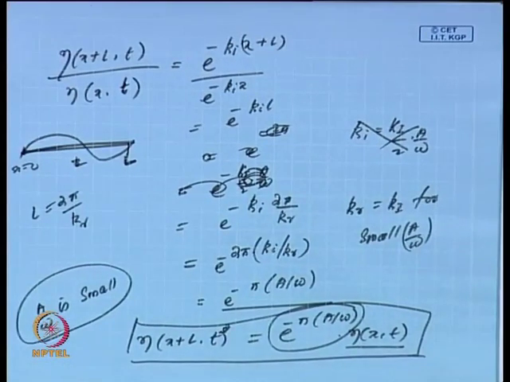In the last example we saw a standing wave, where eta as a function of x and t decays with time, and also we have seen in this example that with space the wave amplitude decays, that means due to frictional damping. So, this is in case of a long wave.